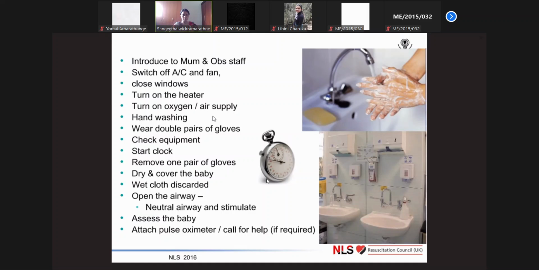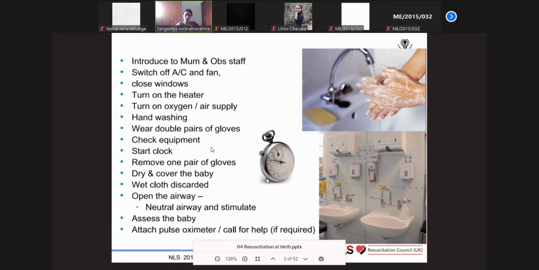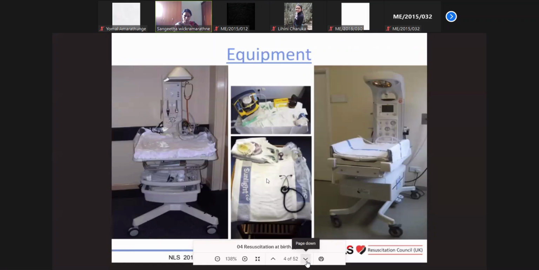use during the resuscitation, right? So check the equipment, start the clock. So once the baby is born, only then you have to start the clock, right? So here, what are the equipments you need for resuscitation? Always remember in the sequence of A, B, C, right?